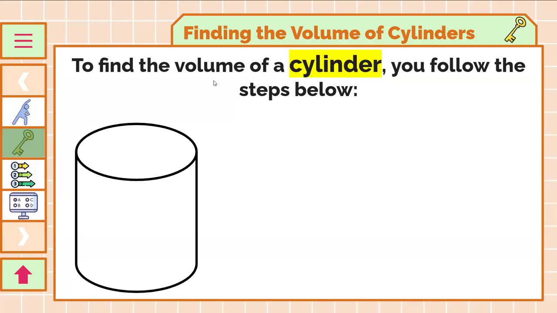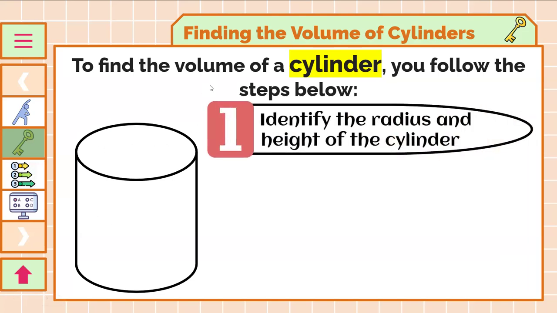So, to find the volume of a cylinder, you follow the steps below. We have a cylinder right here. Step 1, identify, which means find out what is the radius and height of the cylinder. The radius, which remember is halfway through the circle, and the height, as in how tall is the whole shape.